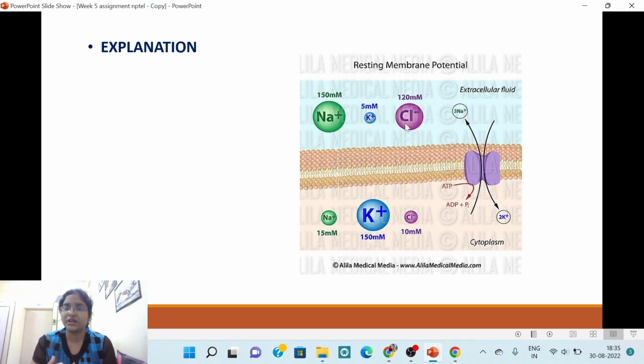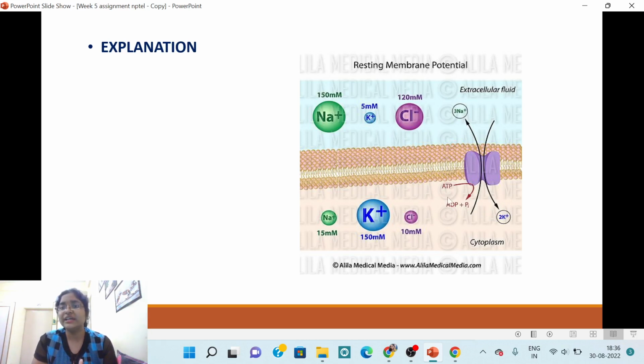So when the concentration of sodium ions in the extracellular fluid and K plus ions in the cytoplasm is highest, that is something else. That is the depolarization and repolarization, which we'll discuss in the further questions. But for this, the only question was, which is the pump which rebalances the concentration of ions across the membrane.